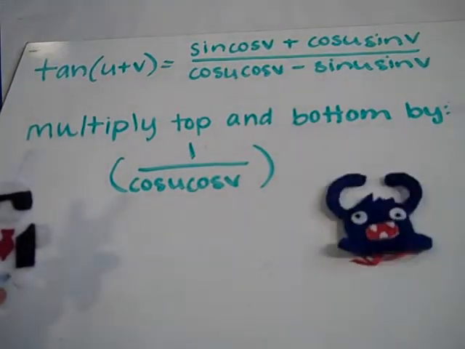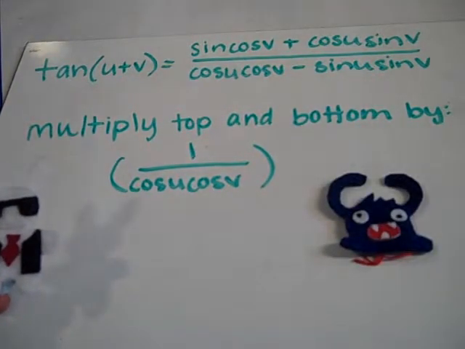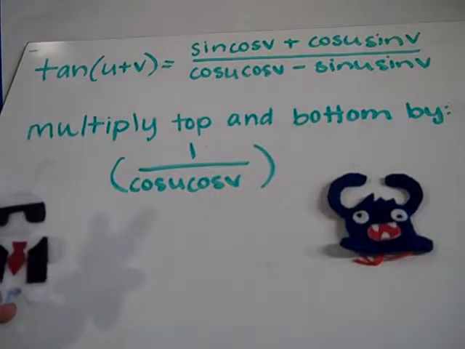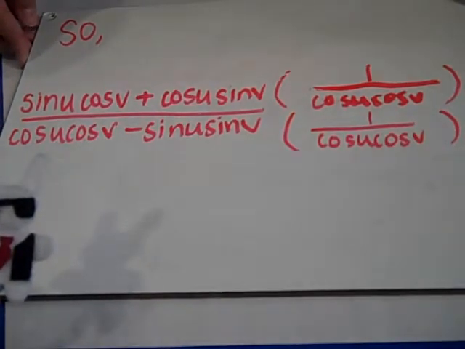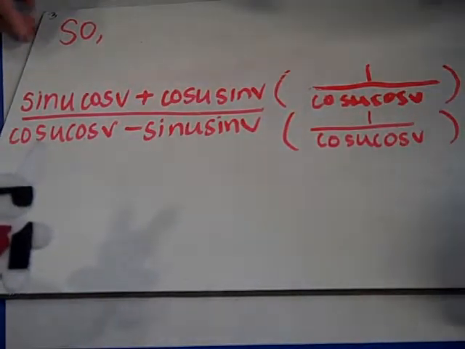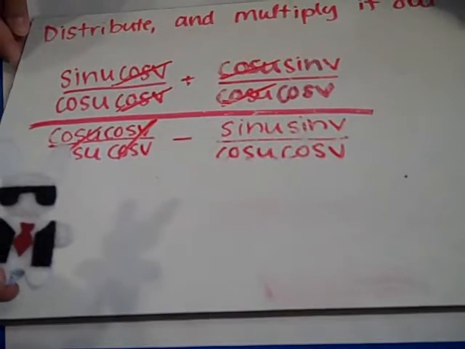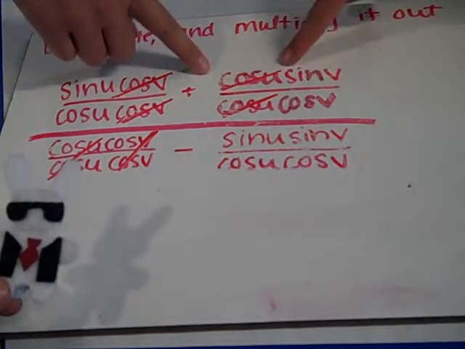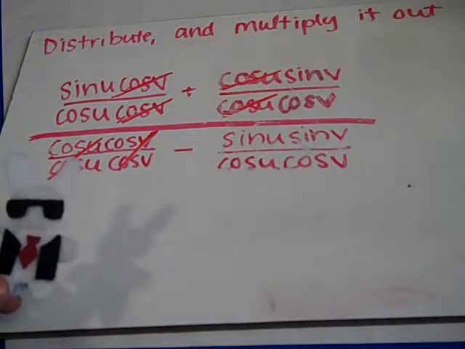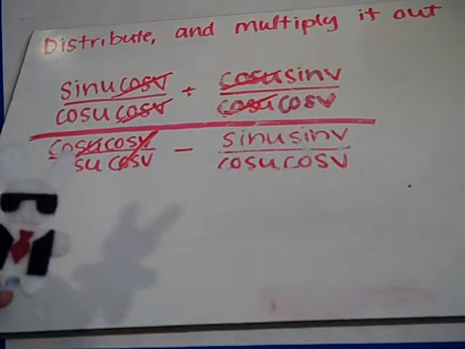Yes, dear boy, now you multiply the top and bottom by 1 divided by cosine of u times cosine of v to cancel out a few cosines. You cancel out the cosine of v over cosine v, and cosine u over cosine u on the top, and cosine u times cosine v divided by cosine u times cosine v on the bottom.